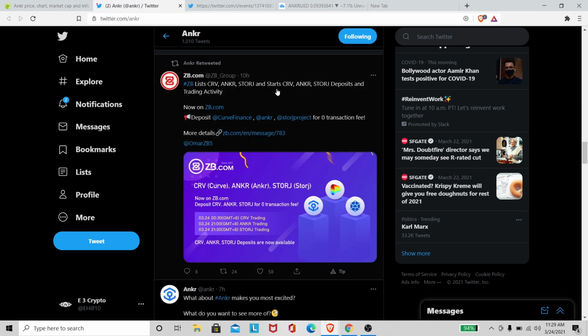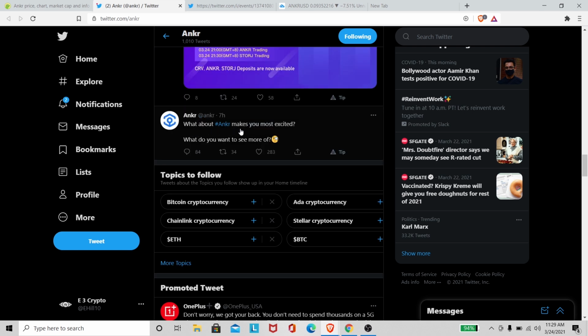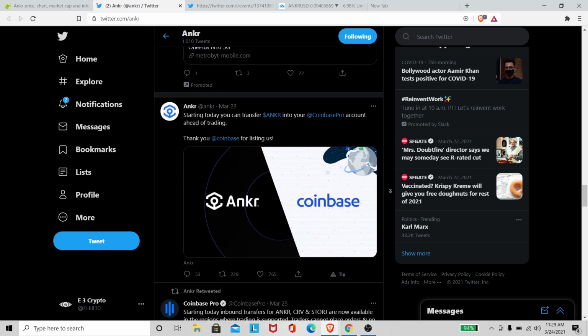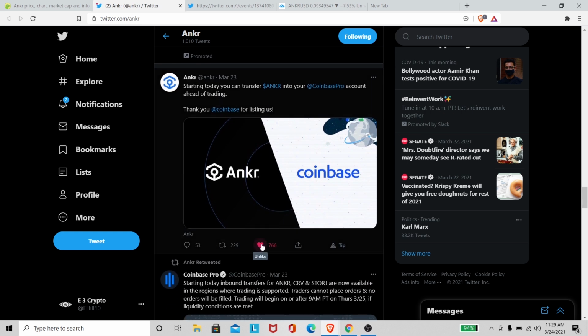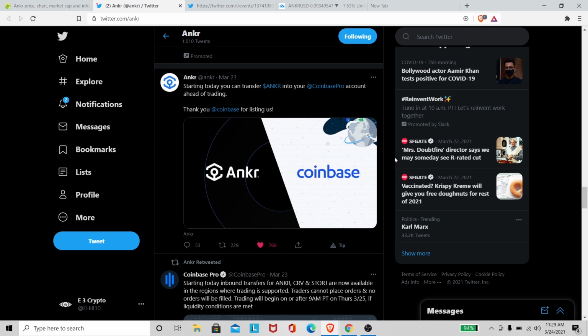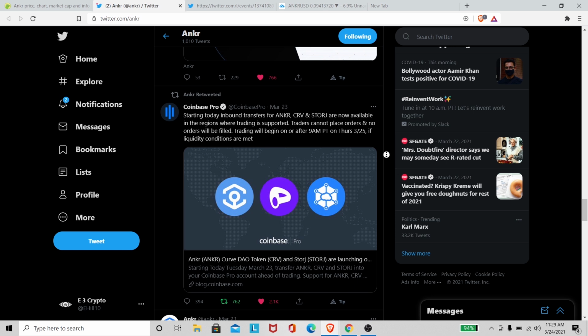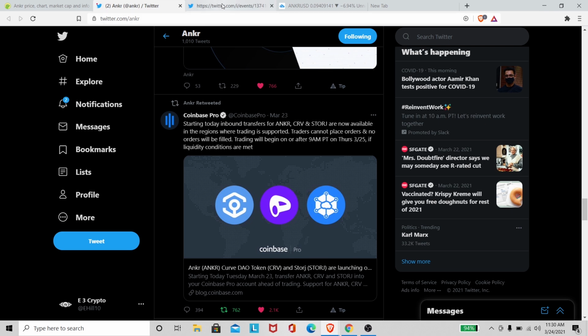All right. Curve Ankr storage deposits and trading activity now on ZB.com. What about Ankr makes you most excited? What do you want to see more of? My reading is off today. Let's see. Starting today, you can transfer Ankr into your Coinbase Pro account ahead of trading. Nice. I want to see Coinbase actually list Vito and Vet. I don't know if they got Vet or not, but that'd be nice.